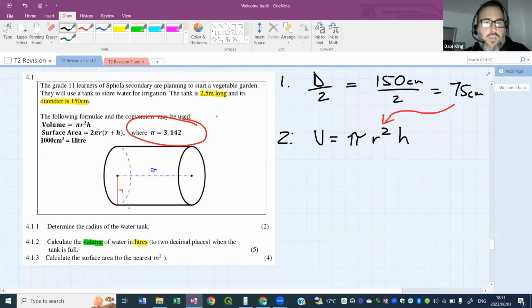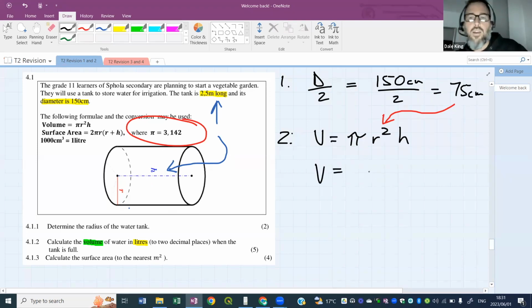Do they tell us? Well, they tell us the tank is 2,5 meters long. So this is the dimension that they're talking about here. So this height of the tank is this 2,5 meters long. Because it's on its side, they're saying it's long. But in a normal drawing, that's still the height of the tank. That goes for H in our formula. All right. So work out the volume. Well, you guys can do it.